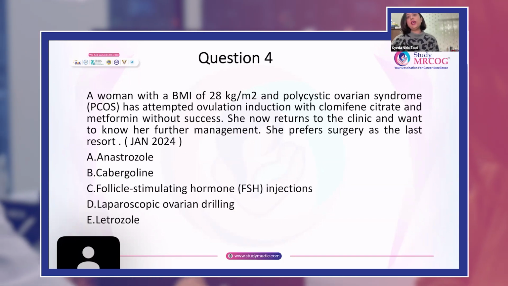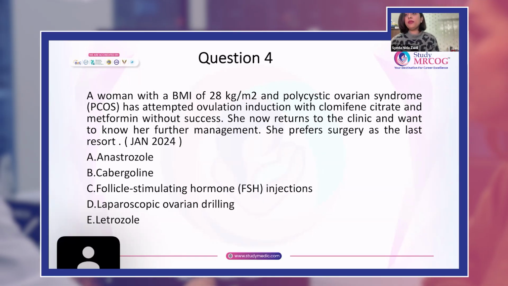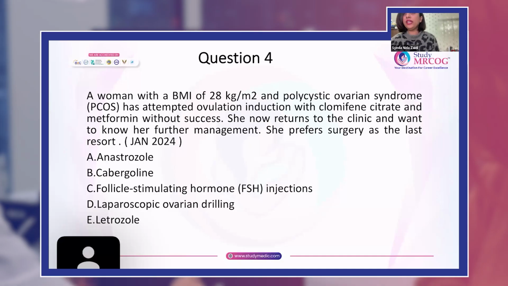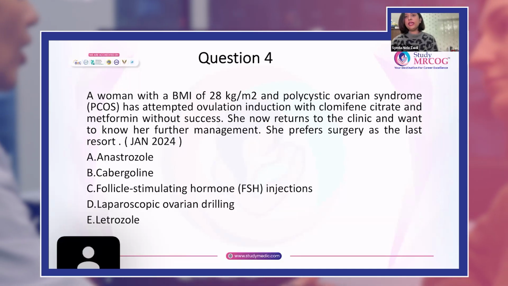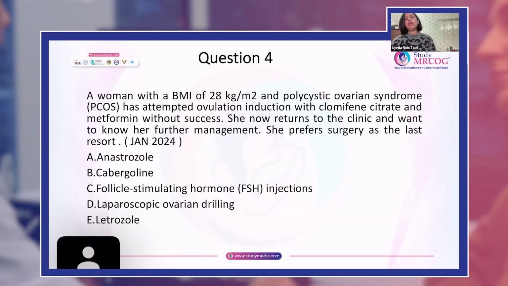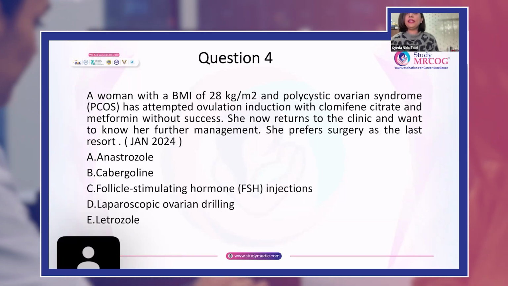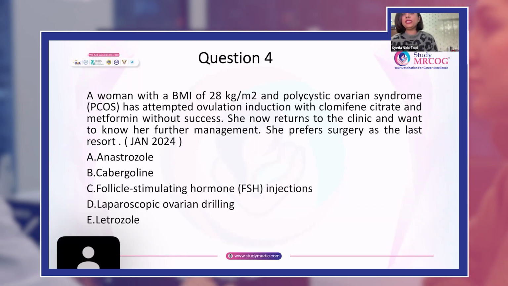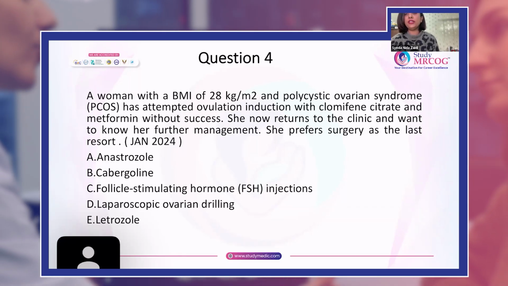Question number 4. A woman with a BMI of 28 and polycystic ovarian syndrome has attempted ovulation induction with clomiphene citrate and metformin without success. She now returns to the clinic and wants to know her further management plan. She prefers surgery as the last resort. So, A, anastrozole, B, cabergoline, C, follicle-stimulating hormone injections, D, laparoscopic ovarian drilling, E, letrozole.